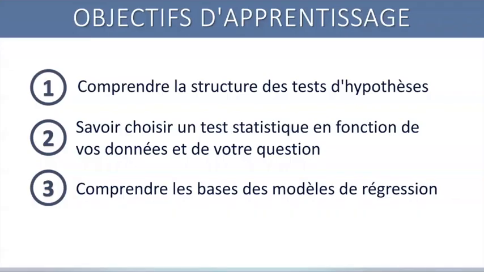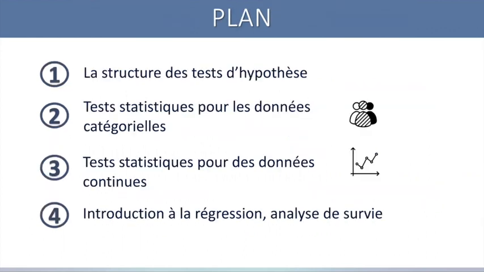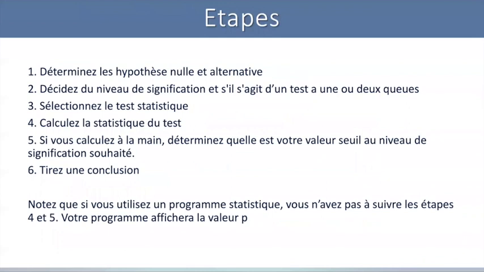Learning objectives for today are to go over the structure of hypothesis testing, to understand how to choose the appropriate statistical test given the data you have and the question you want to answer, and finally, to understand the basics of regression models and what they are. And here is today's lesson plan. I've marked the categorical and continuous test areas with the symbols as we used before in the first lecture.